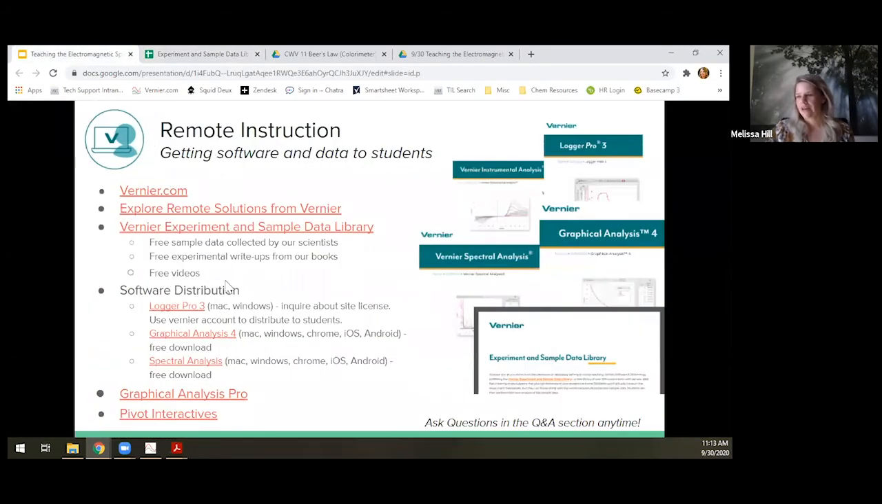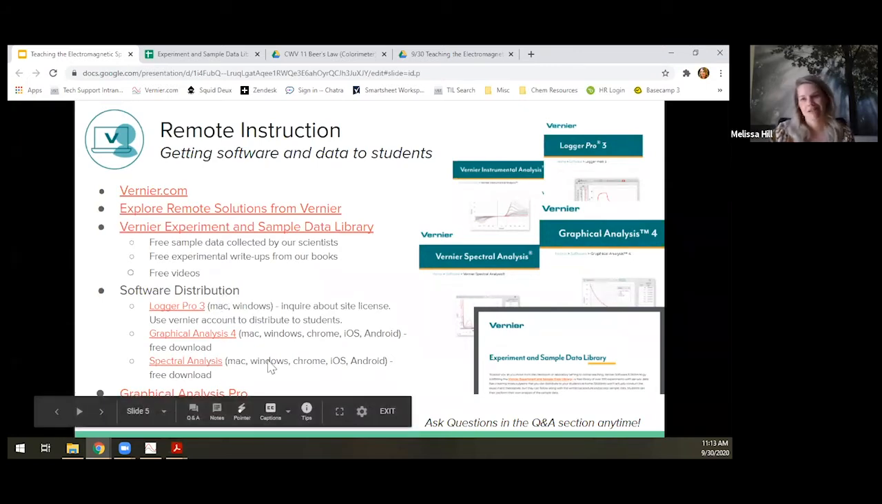Okay, and then around this time of year, especially with a lot of remote learning, we get a lot of questions about software distribution. A lot of people are still using Logger Pro. It's a great tool. Make sure you're contacting us if you're not sure if you have a site license. There's no reason to be using that 30-day demo if you don't need to. Definitely go to your Vernier account to distribute it to your students. Graphical Analysis 4 and Spectral Analysis are both free, so students can get those pretty easily.